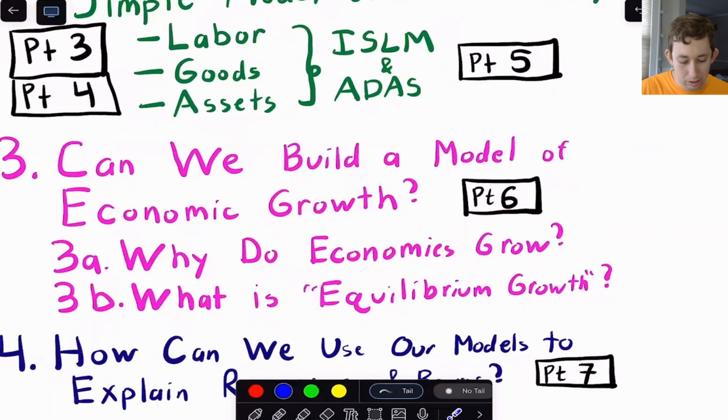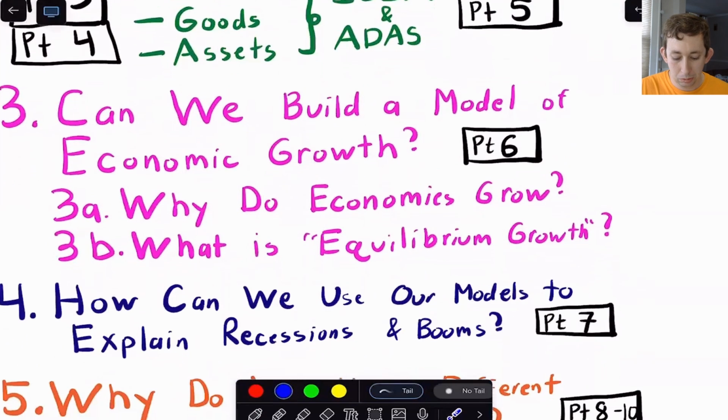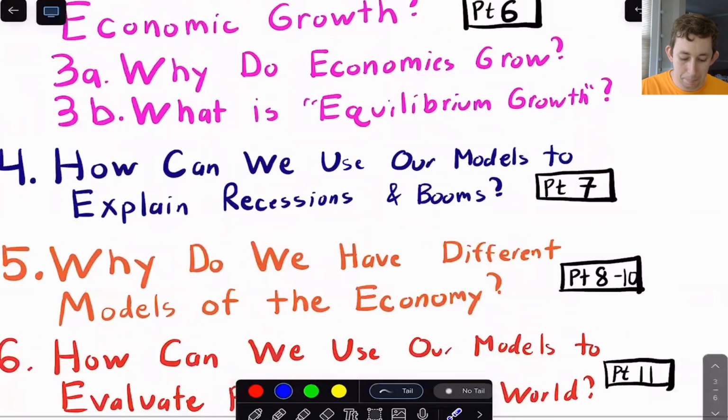Next, we're going to switch gears and think about how we can model economic growth. Why do economies grow? Why do they grow at a constant rate? How can we think about that? And why do we care about economic growth? Once we do growth, then we also want to think about business cycles, or how we can use these models that we've already developed to model recessions and booms in the economy, and how the economy responds to those recessions and booms.